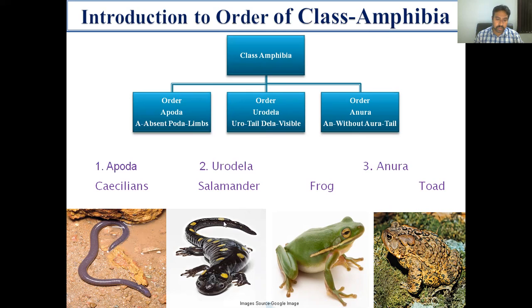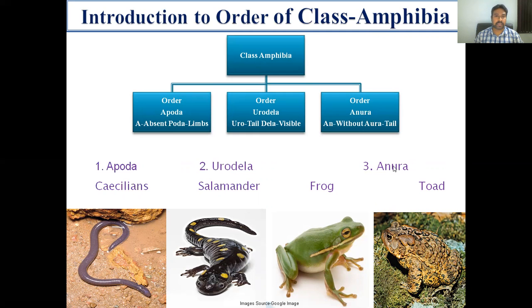The order Urodela is made up of two words, Uro for tail and Dela for visible. So it includes lizard-like amphibians, for example, salamander and newt. The third order, order Anura, means an for without, ura for tail. It includes tailless amphibians and is represented by the frog and the toad. This order Anura is the most diverse order of class Amphibia.